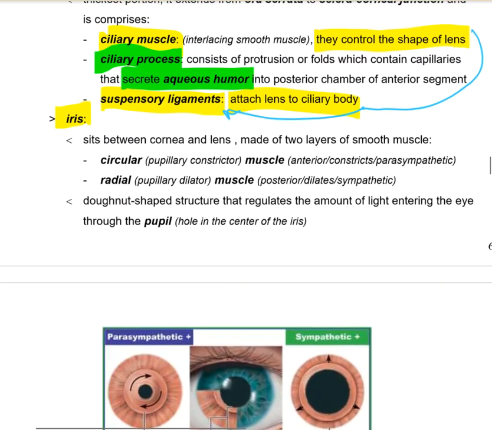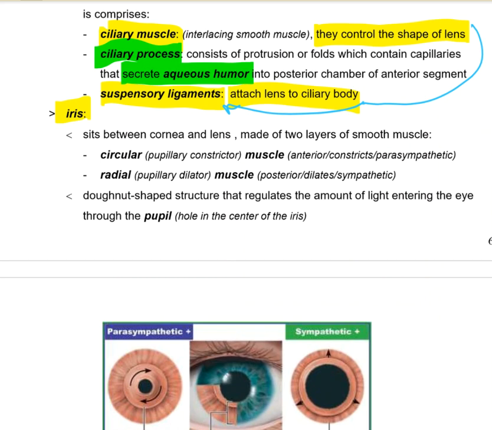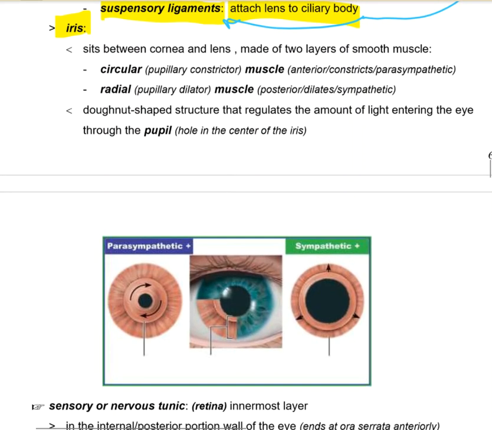And then we have the iris, and the iris sits between the cornea and the lens, and it has 2 layers of smooth muscle. And you can see from this picture on the next page, on page 559 of your book, that they overlap each other. We have a circular and a radial. This one right here is the circular, and this one on the outside here is the radial. But we can have different names for them.